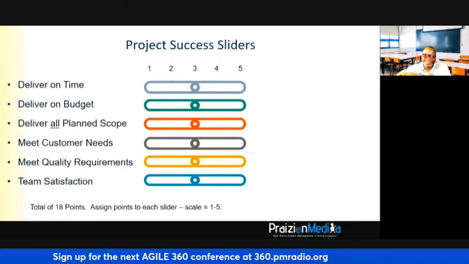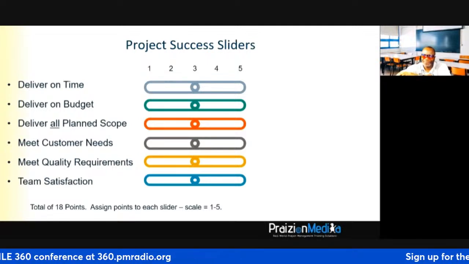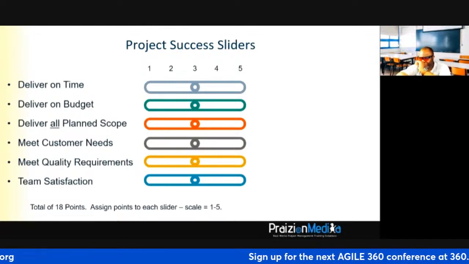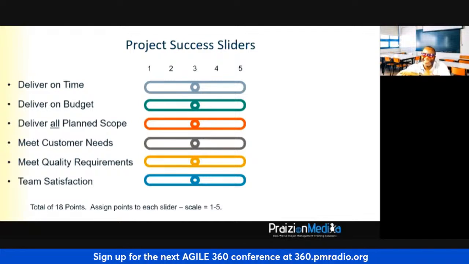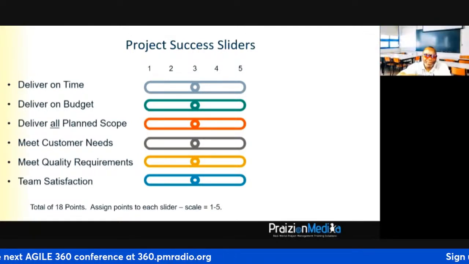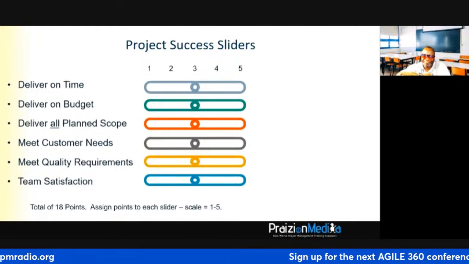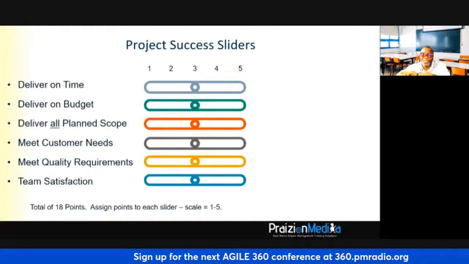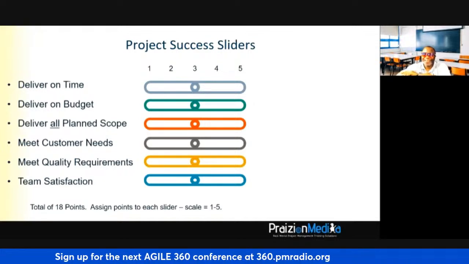So is it deliver on time, deliver on budget, deliver all planned scope? What are the top three for you? Top three. I should have asked the question again. Sorry. Let me do that again. What are the top three? Let's relaunch. Only three. Only three. And you've got to remember what Roy just said and what you just chose in the previous question.